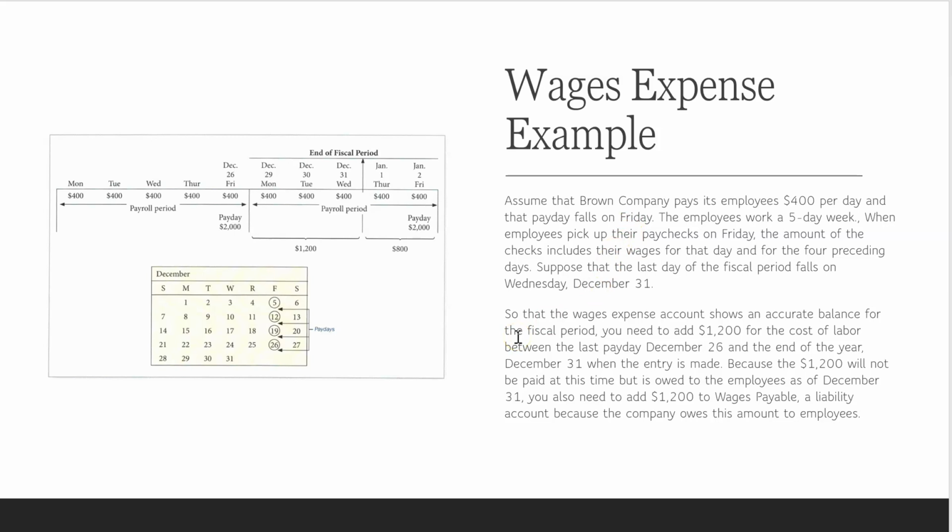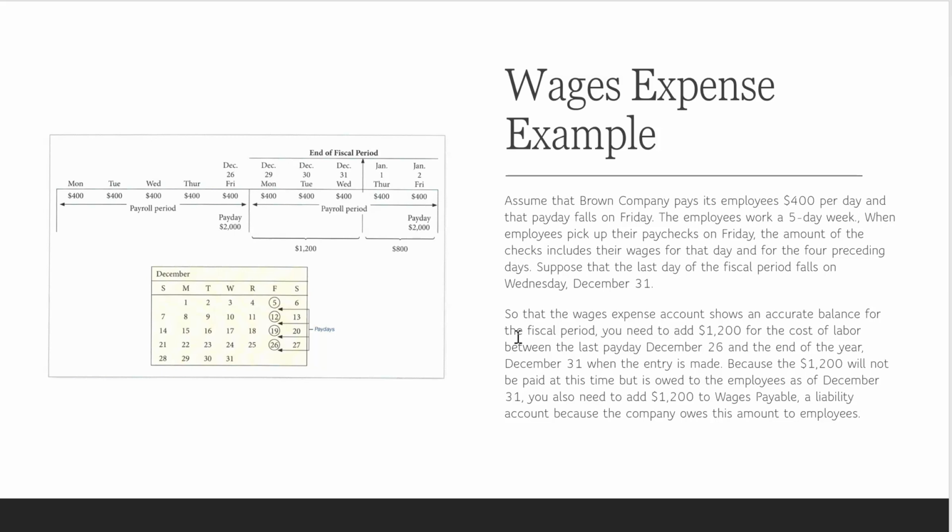Assume that Brown Company pays its employees $400 per day, and that payday falls on Friday. So this is the same kind of example. The employees work a 5-day week. When employees pick up their paychecks on Friday, the amount of the checks includes their wages for that day and the 4 preceding days. Okay, so you're getting paid for that day, even though you may not have worked the full day, right? Because you might pick it up in the morning, but you're getting paid for that day and the 4 preceding. Okay, so the Monday, Tuesday, Wednesday, Thursday.